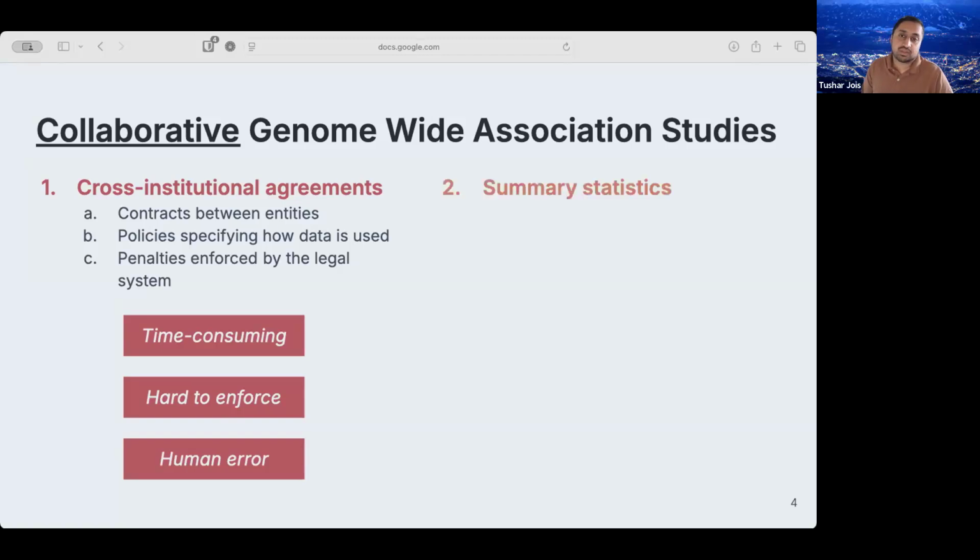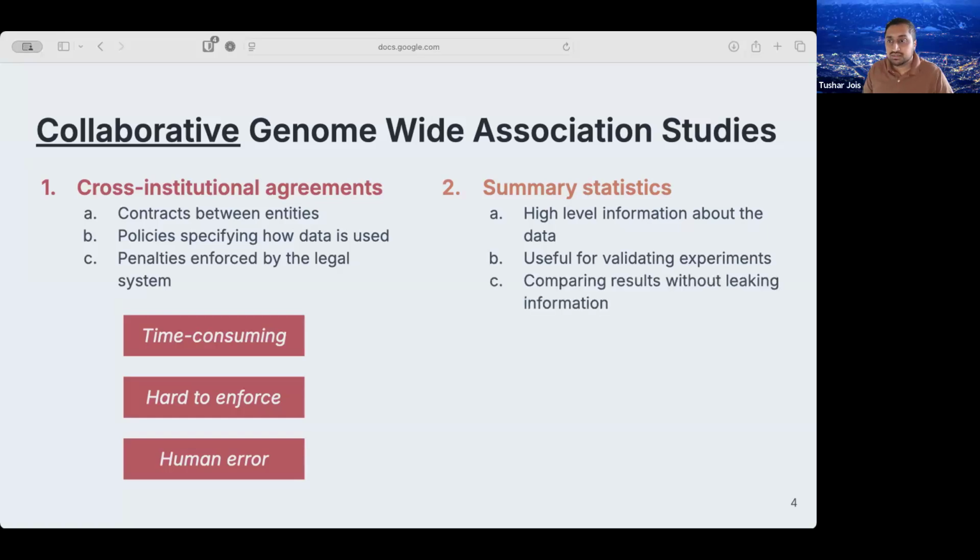On the other hand, the alternative is to use summary statistics. We don't provide the actual data, but we'll compute some summary statistics over them and publish them. You get some high-level information about the data. It's useful for validating experiments between data sets, to compare how the data looks. It does that without maybe leaking specific information about the individuals in the data set. And this, if you're familiar with differential privacy, has that flavor to it.